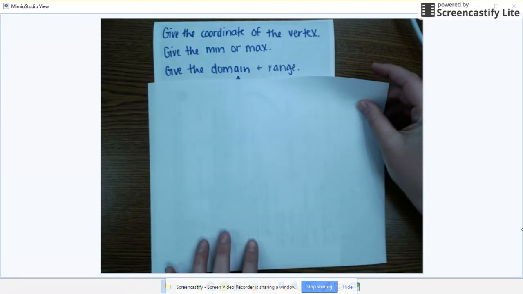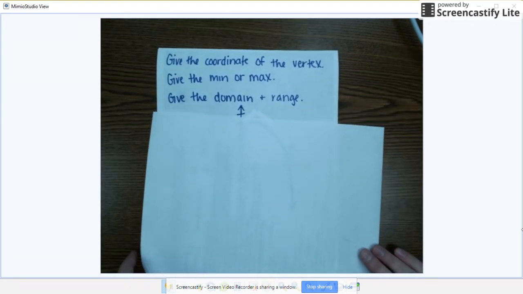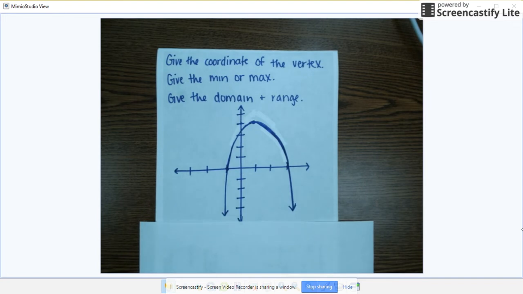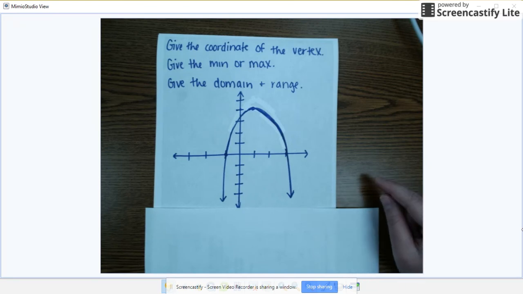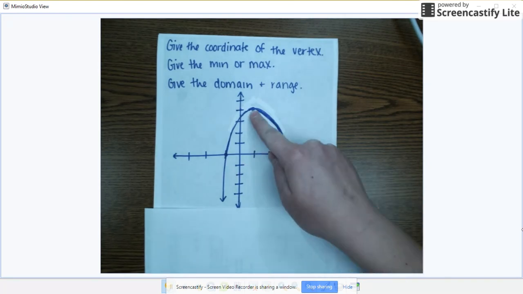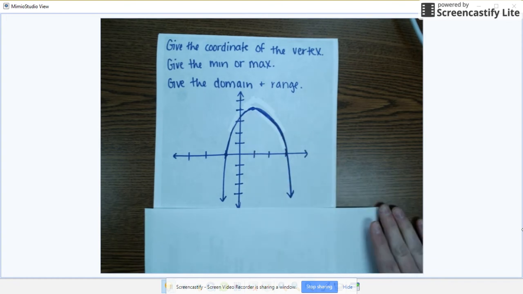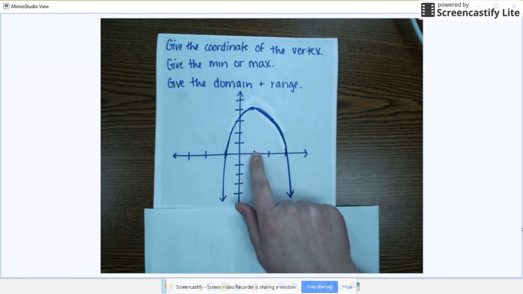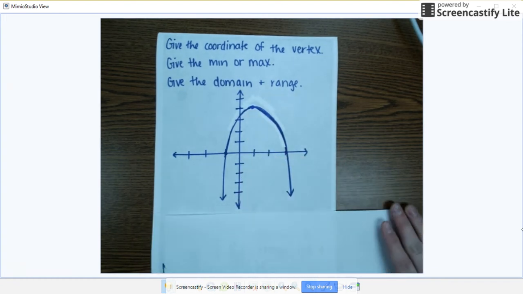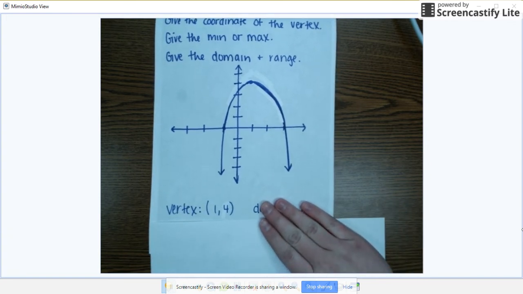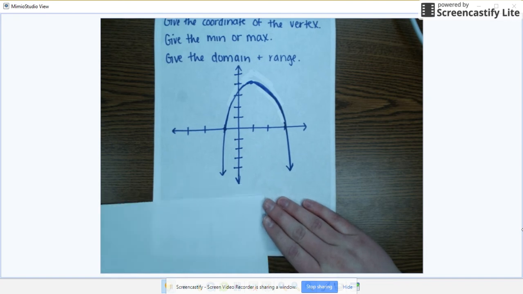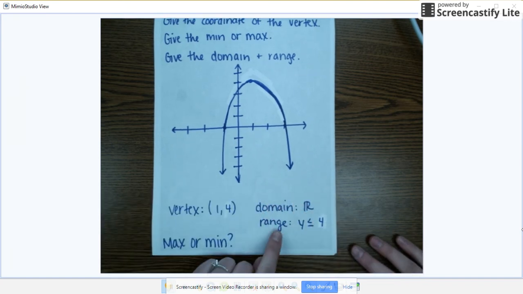Here's another one I want you guys to look at. Same directions, just a different graph. Okay, so here's our graph. The first thing we want to talk about is the vertex. Again, it is either going to be the highest or the lowest point. In this case, it's going to be the highest point right there. Give the coordinate point of it. So we go over 1 and then up 4. So our vertex is 1, 4. We're going to talk about the domain and range next. So our domain would still be all real numbers.